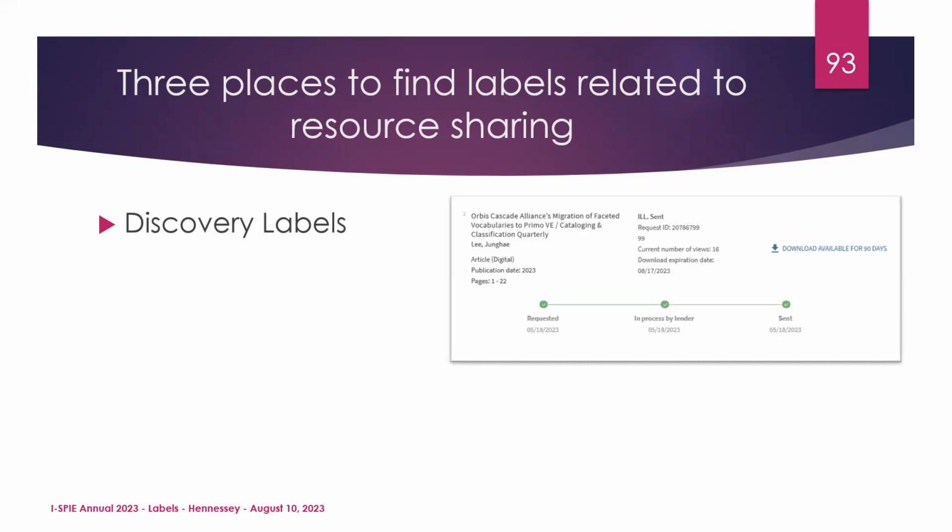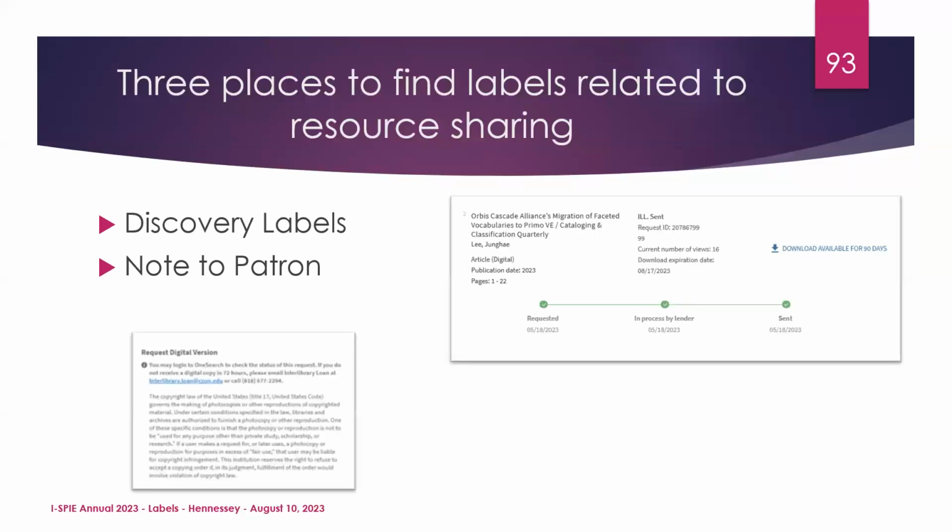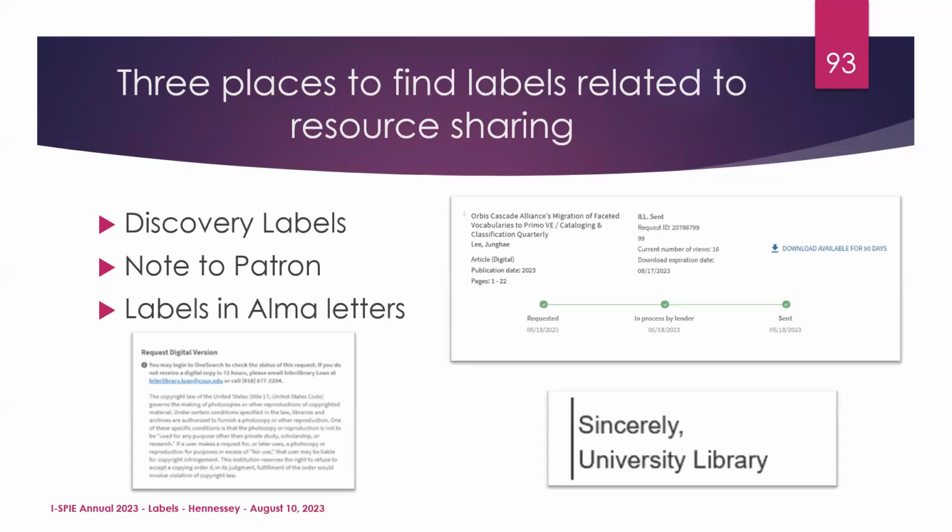So the first one is discovery labels, which is anything that shows to patrons in Primo displays. That includes most Rapido things that show inside Primo, also includes things like my requests in my library. So like in this screenshot, there's all kinds of words on here and things that you can change. There is also note to patron, which is text that shows on your Rapido request forms, and labels in Alma letters.